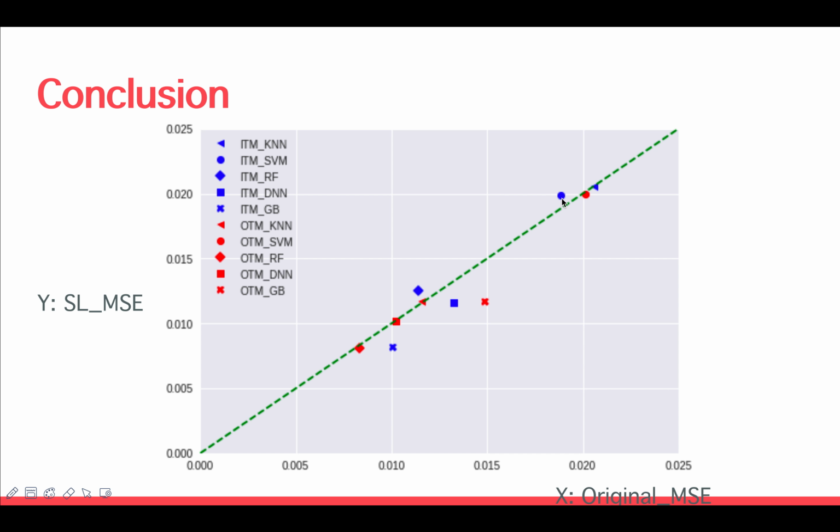So it seems like this blue circle is the SVM method for the ITM, and this is the random forest for the ITM. These two points seem to be above the gray line, so these two points did not improve after your selective learning. But the others look good or similar, so the result is not that bad. Yeah, I think that's all of my results.